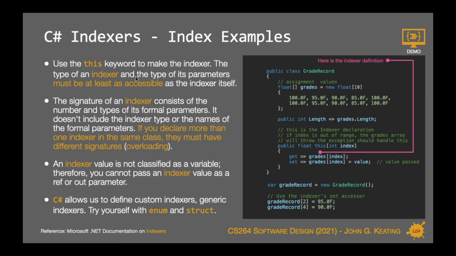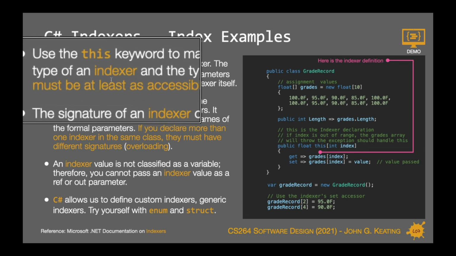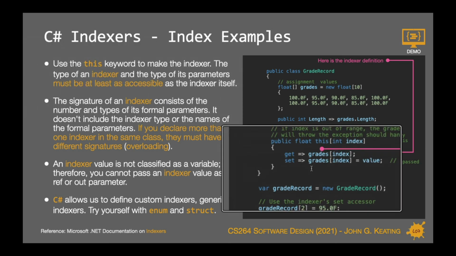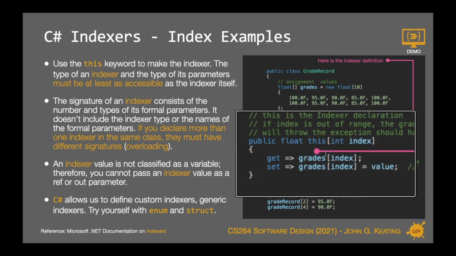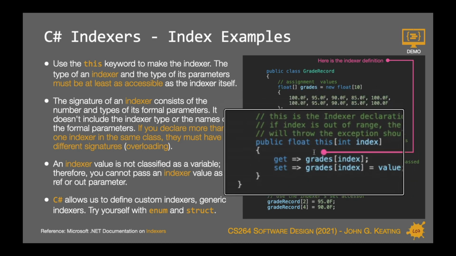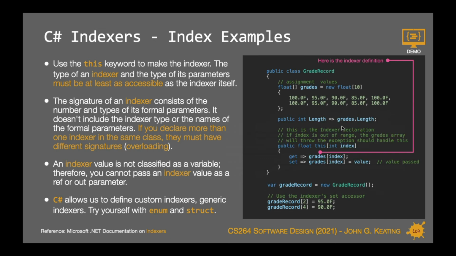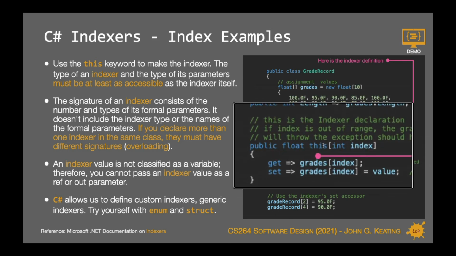We use the this keyword in order to make the indexer, and the type of the indexer and the types of the parameters must be at least as accessible as the indexer itself. That's really important as well, I guess. So here we have the indexer declaration. That allows us to pull out the information from internally in the structure. So if somebody is interested in using an indexer, this is how we work. It's using this. You can see this refers to this object. Sometimes you often use it as this dot x, for example, to look at a parameter or something.